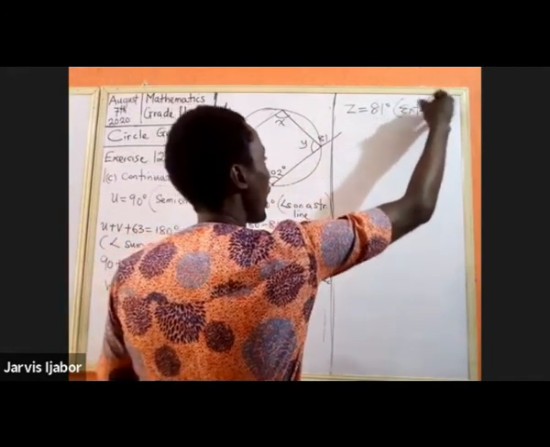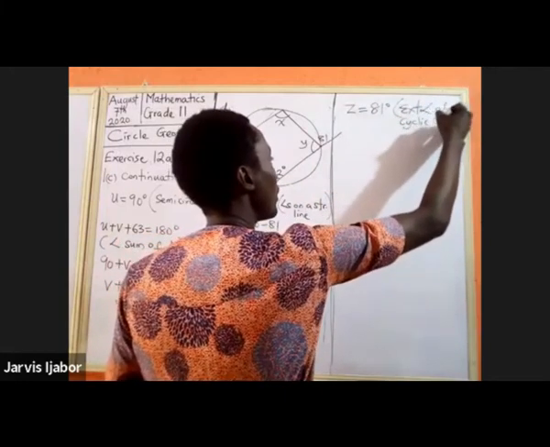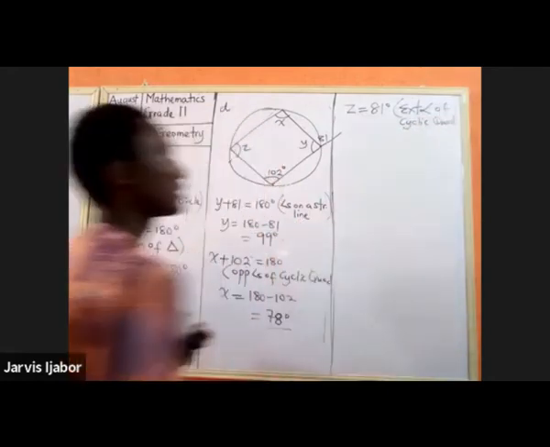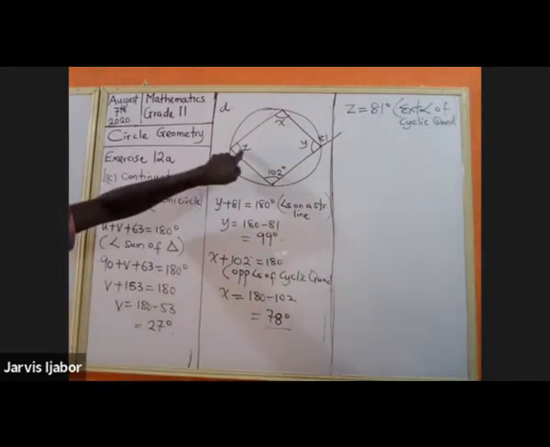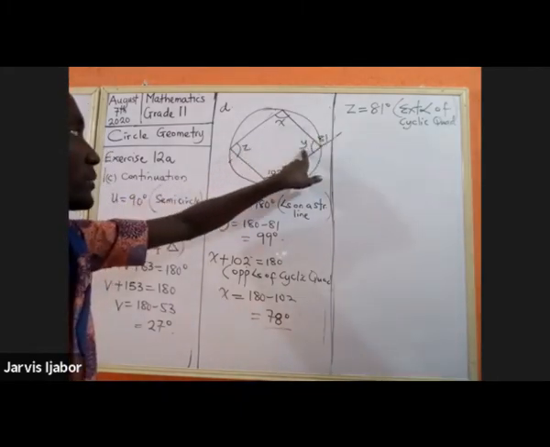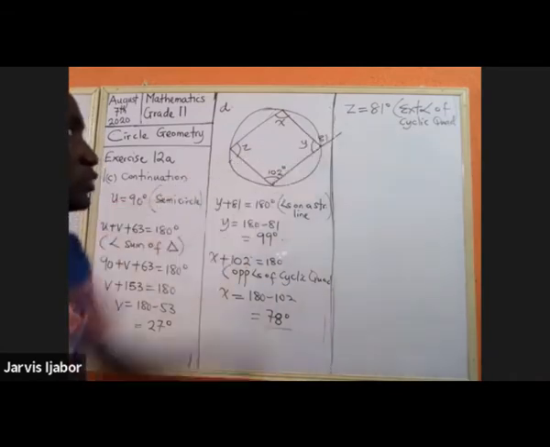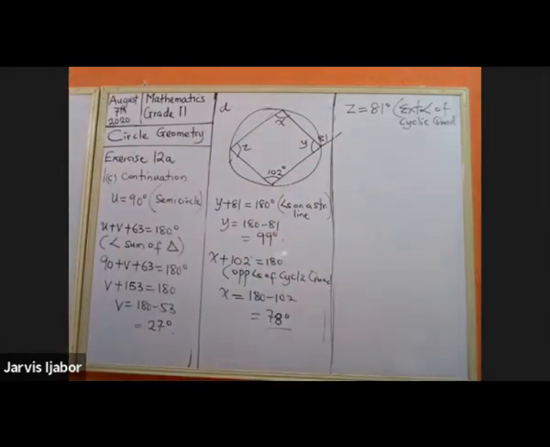Exterior angle of a cyclic quad. That's the reason. For a cyclic quad, we know that this angle must be equal to this angle, because this and this will give me 180. So this will definitely be equal to that. So we have settled that, and we've gotten all our angles. Okay, so I'm done with question 1.